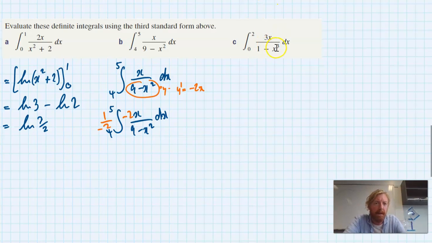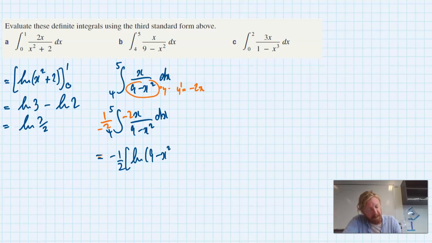I'm big with the minus 2's today. Minus 3 up on this one, minus 3x squared. Equals, so I'm doing my integral now. I'm going to say minus a half ln 9 minus x squared from 5 to 4. I'll let you do the substituting in there, and we might move on to the next one.